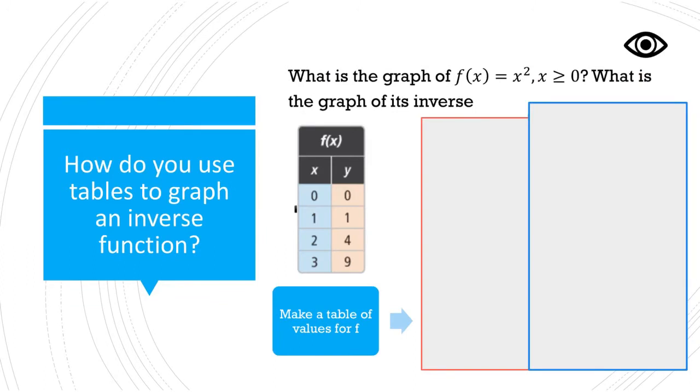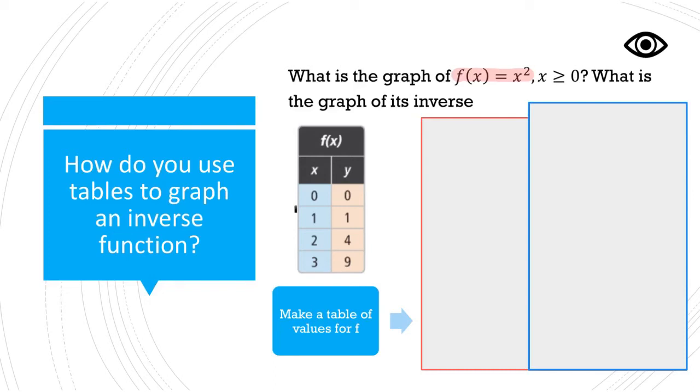On this next slide, we're going to start looking at the graphs of inverse functions. So this question is, how do you use a table to graph an inverse function? So our function that we're looking at is f of x is equal to x squared. Now, this is something that we learned about a couple units ago and looked at even last unit, which is quadratics.